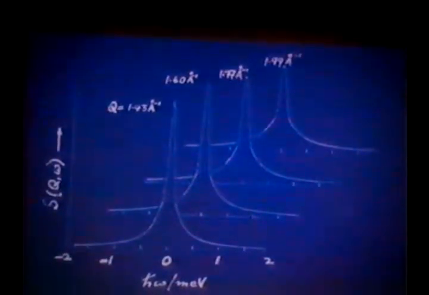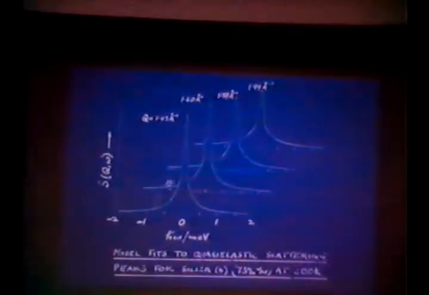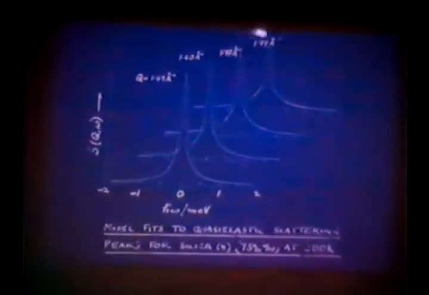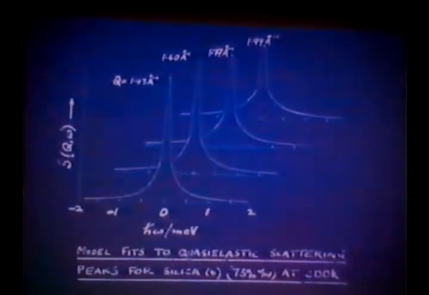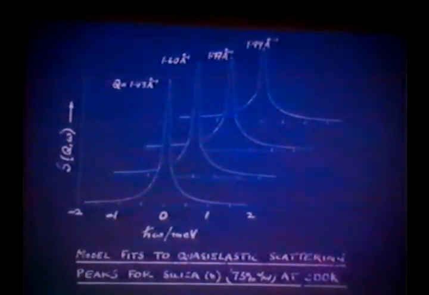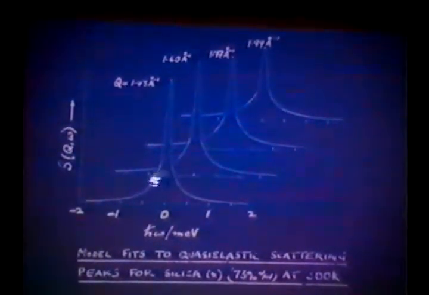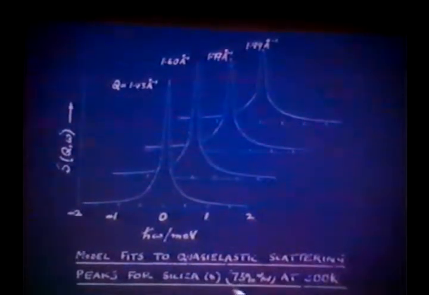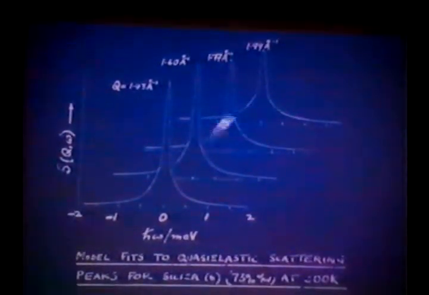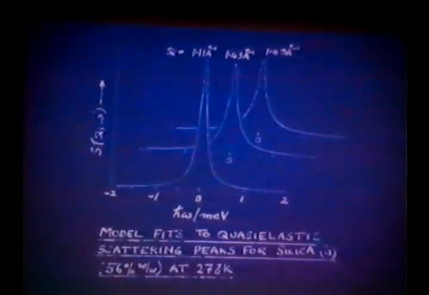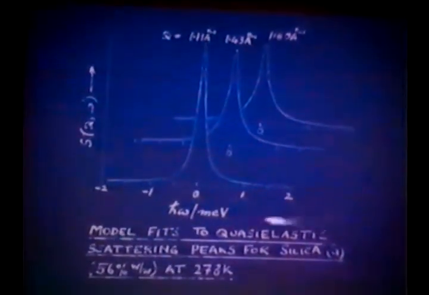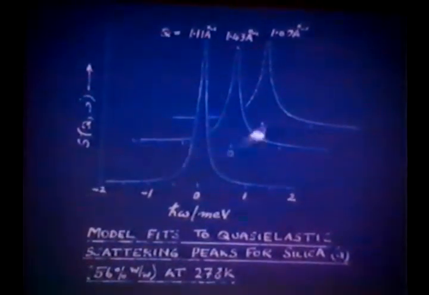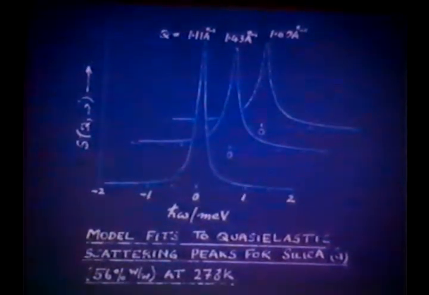I won't go into the detail of the analysis, but one obtains these peaks at different Q values and makes fits to a model. The model we've used is that used by Teixeira, where we take a rotational and a translational motion, and these are results for the silica gel with the lower water content at different Q values. And these are results for the silica gel with a higher water content, this time at a lower temperature, and you can see these bands have narrowed up appreciably.